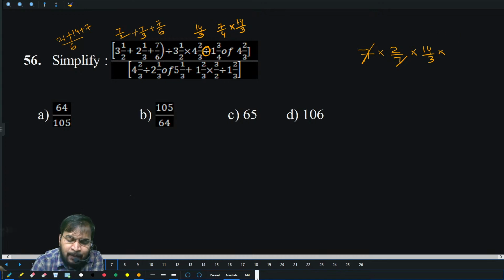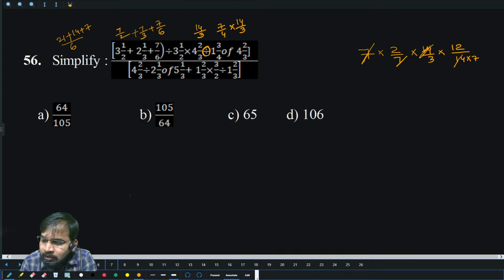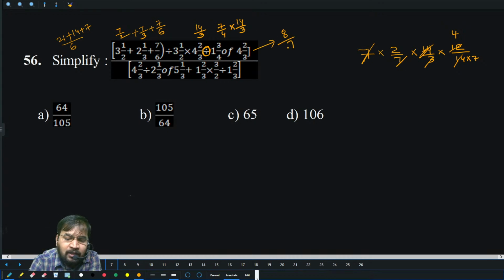So if you cancel, 12 by 14, 7 twos are 14, into 7, I am writing it reversed. Okay? Cancel, if it cancels, 14 gets cancelled. 3 1s are 3, 4s are, so what is left? 8 by, numerator will be 8 by 7. Numerator will be what? 8 by 7. All of you clear?